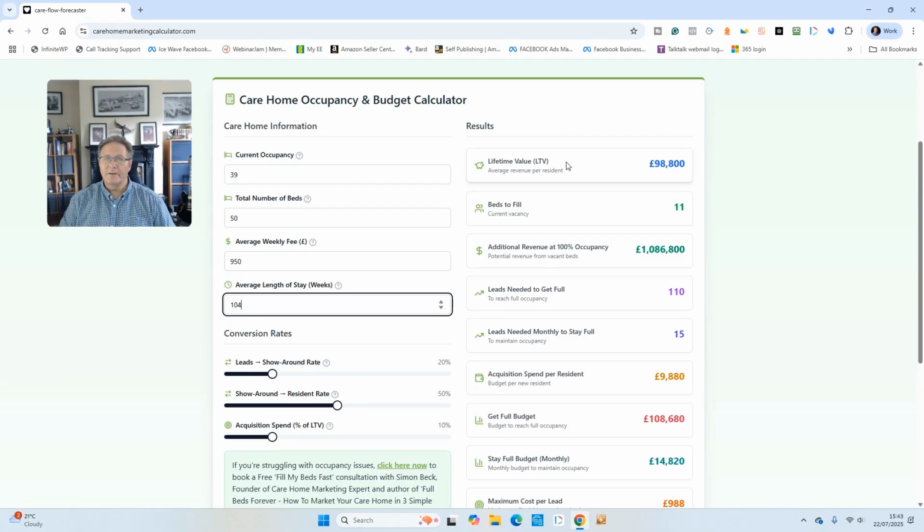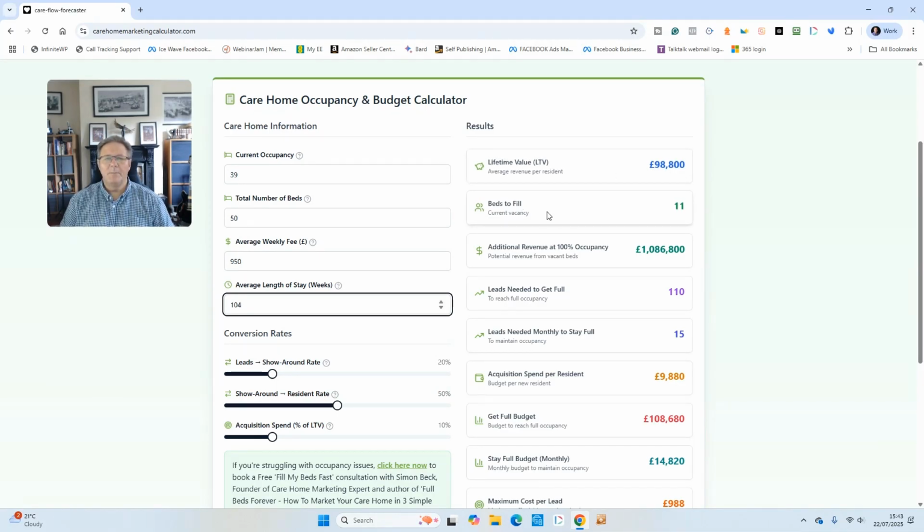And the other side of that is that we would also need to generate twice as many leads to keep the care home full, because people are staying for a much shorter time. Okay, so like I said, we've now got the actual average lifetime value of a resident in our care home, and this is an accurate figure.